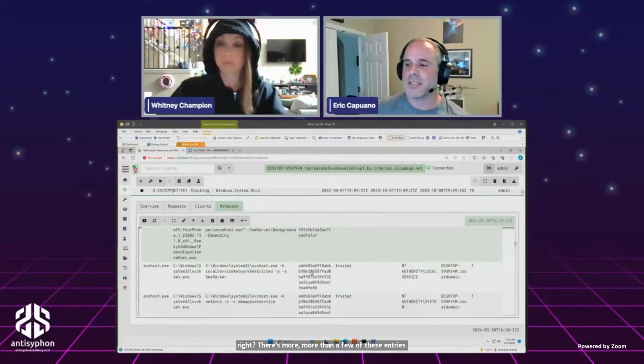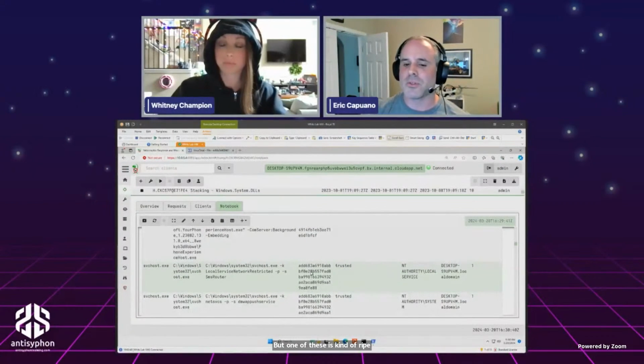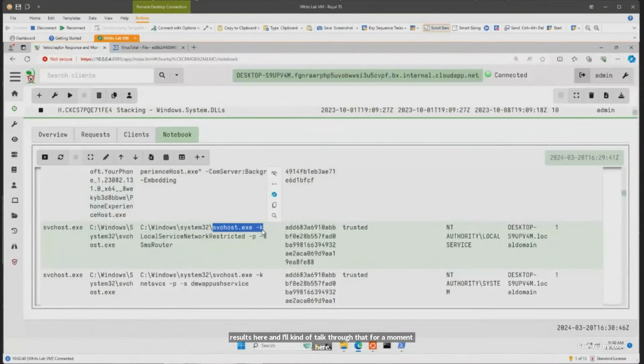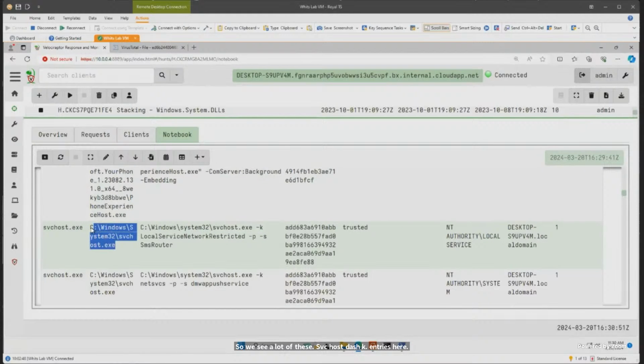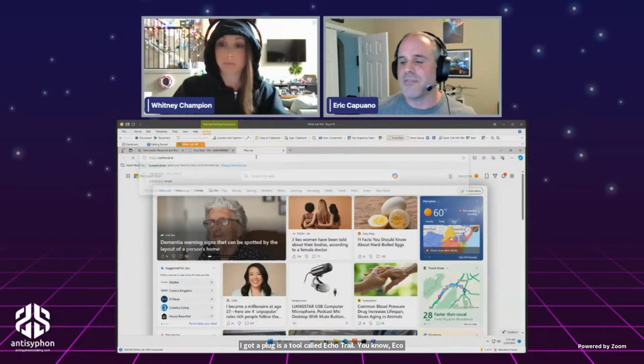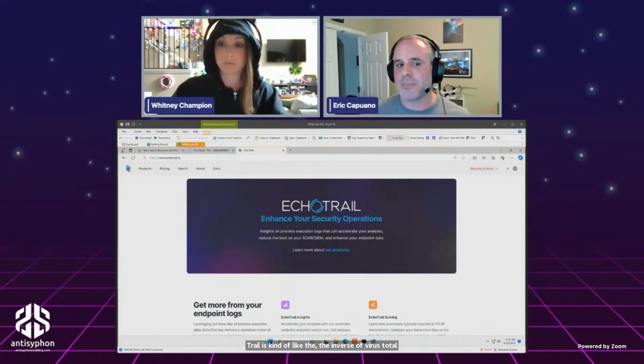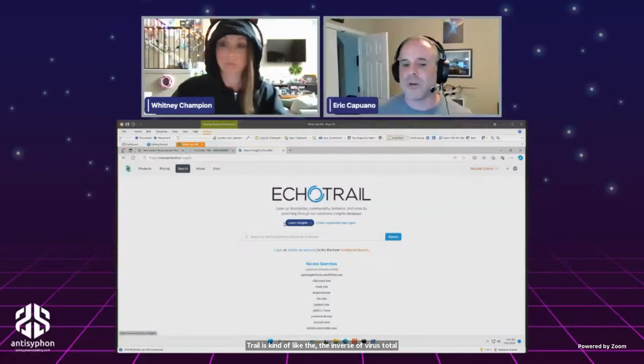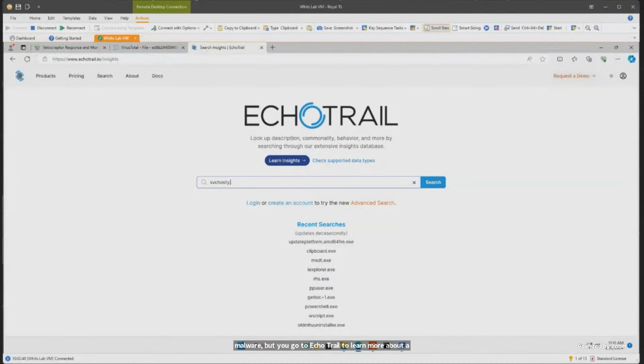But some of these are kind of ripe for removing from my results, and I'll talk through that for a moment. We see a lot of svchost -k entries here. These are svchost executions from the correct path where svchost lives. And by the way, folks, if you're ever unsure about that kind of data, like if I don't know where svchost lives, a really cool resource I've got to plug is a tool called EchoTrail. EchoTrail is kind of like the inverse of VirusTotal. You go to VirusTotal to see if something is malware, but you go to EchoTrail to learn more about a legitimate thing, like svchost.